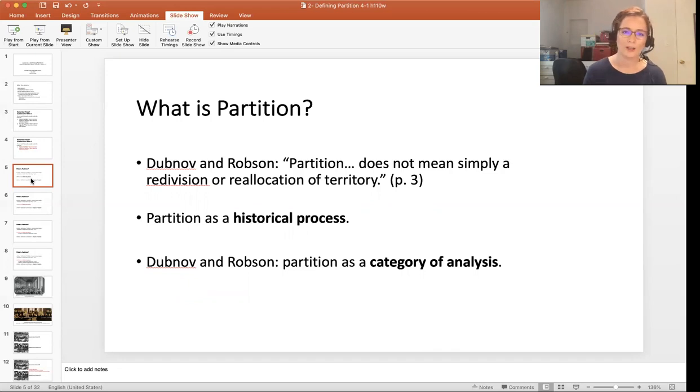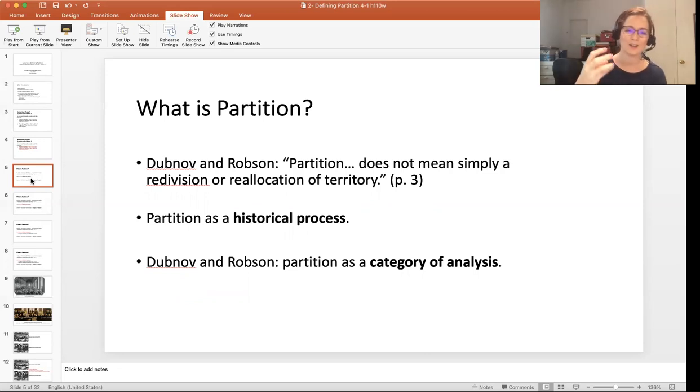Rather, we, as scholars, tend to think of partition as a set of historical processes that not only have their own temporal dimensions, meaning these processes have a history that we can read and understand and analyze and compare, but that it's a process that is ongoing, all right? Partition is a history that's not... It's not the past, it's a history.